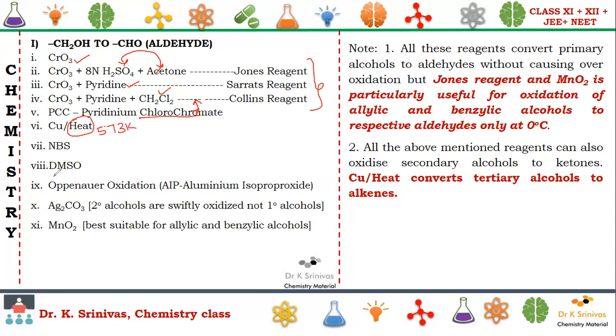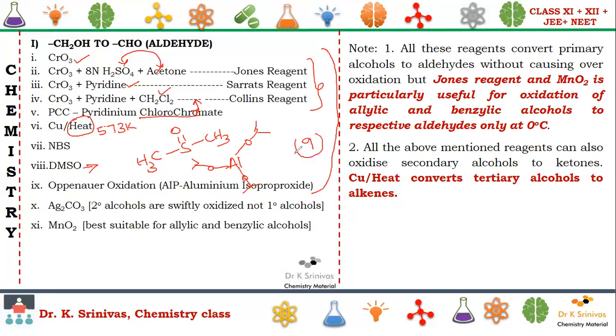N-bromosuccinimide, DMSO, is nothing but dimethyl sulfoxide. I am writing the structure, so please make a note of this structure also. Dimethyl sulfoxide. Next is Oppenauer oxidation, that is aluminum isopropoxide. How many are there? Three, so we'll write the compound structure like this. Here I am writing the bonds like this. Isopropyl oxide, oxygen. This is aluminum isopropoxide. Up to here.